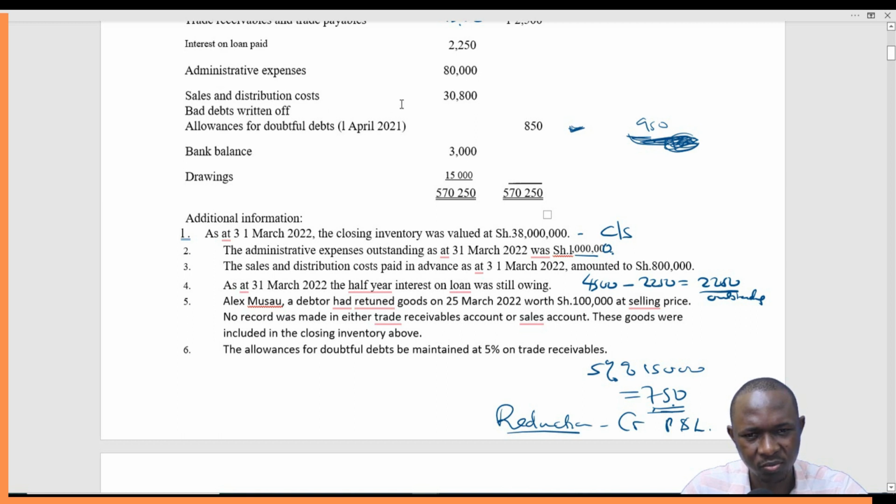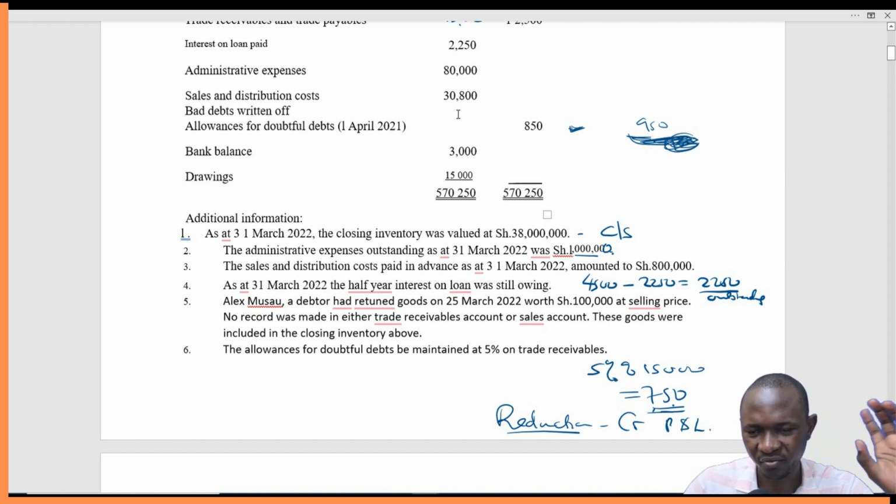Then we go to sales and distribution costs 30,800. There is some adjustment here. Sales and distribution costs paid in advance was 800. This was paid in advance for the following year. So it means we deduct. It's not money for this year. So we deduct so that we get the correct amount for this year.